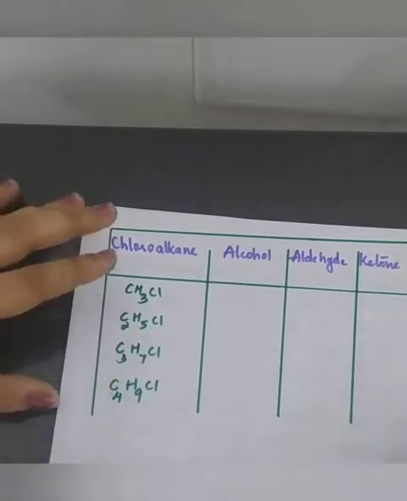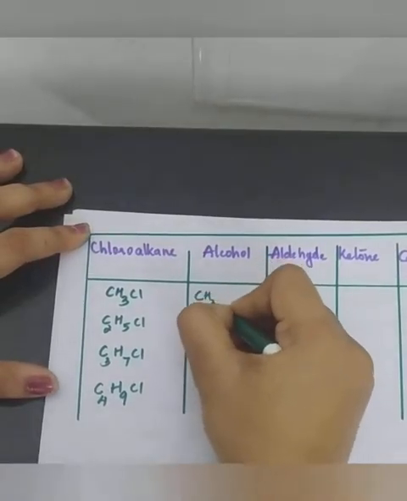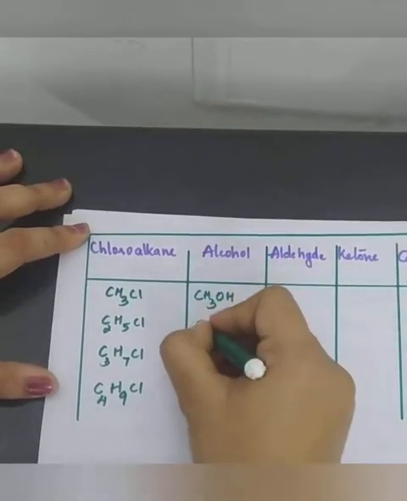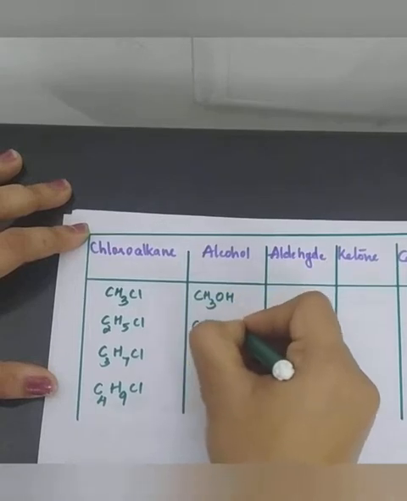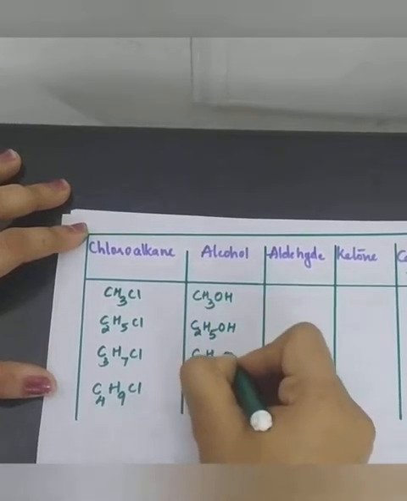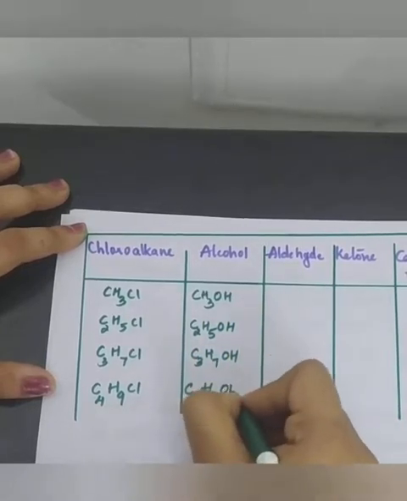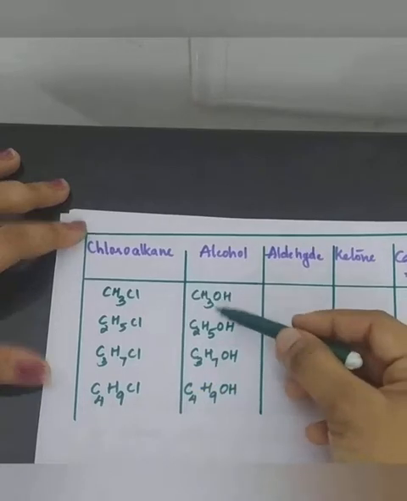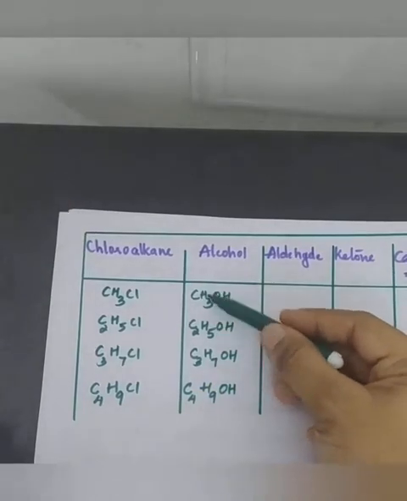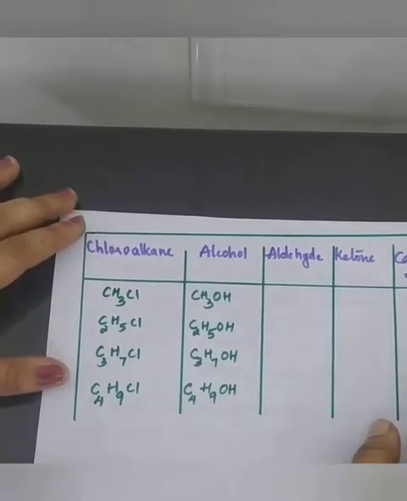So the next one is alcohol. First member will be CH3OH, that is methanol. Next will be C2H5OH. Next is C3H7OH. Next will be C4H9OH. See, they also follow a homologous series, differing by a CH2 unit.